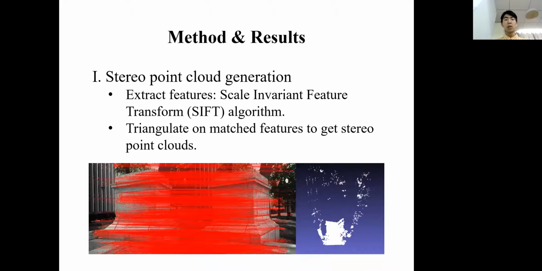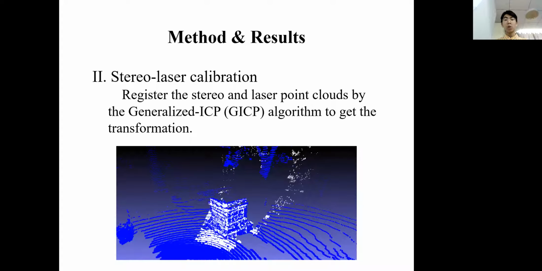Then we do the stereo laser calibration. We use the Generalized-ICP algorithm to register the stereo and laser point clouds. GICP is a variant of the ICP algorithm. It optimizes not only the point-to-point, but also the point-to-line and point-to-plane distance. The registration result is here, where the white points are the stereo points and the blue ones are the laser points.